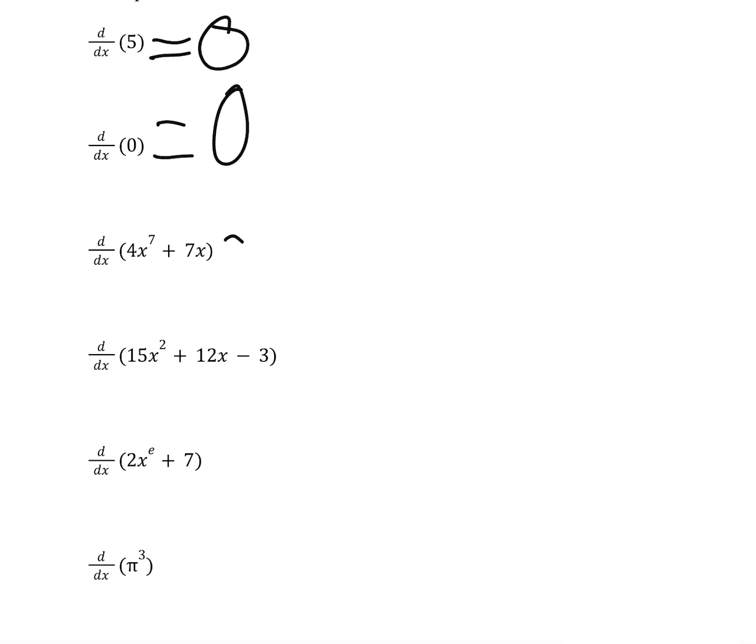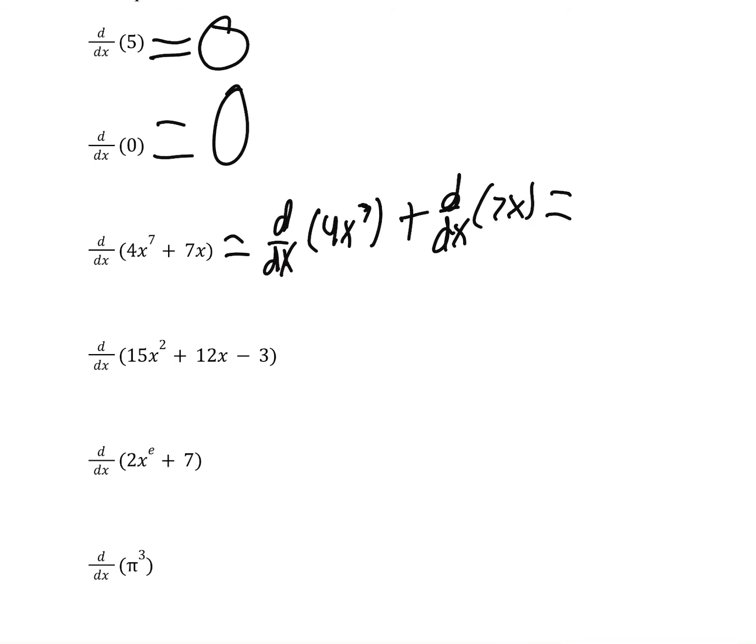Now the next example, we have the derivative with respect to x of 4x to the 7th plus 7x. By the sum and difference rule, we can take the derivative of each term. So we're going to take the derivative of 4x to the 7th, plus the derivative of 7x. With the power rule, I'm going to drag this exponent down and subtract 1. So this equals 7 times 4 x to the 6, plus.